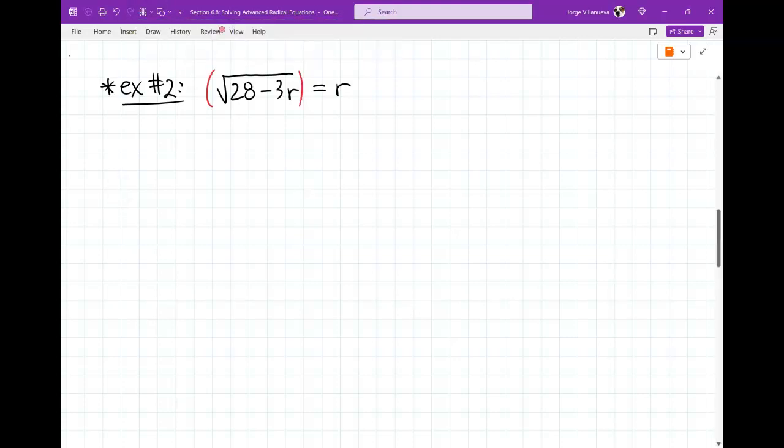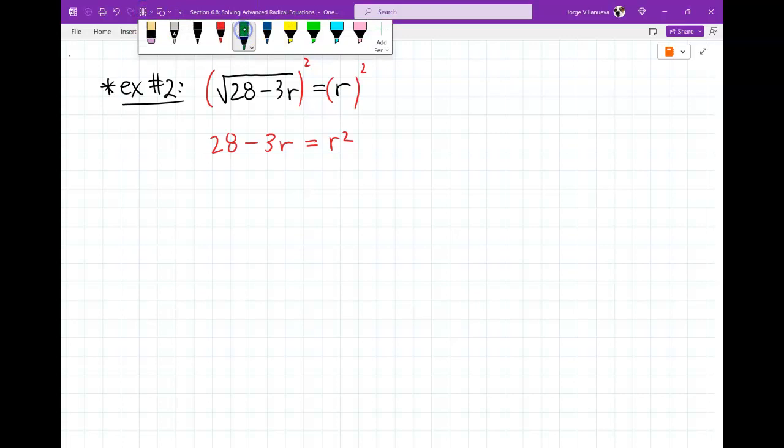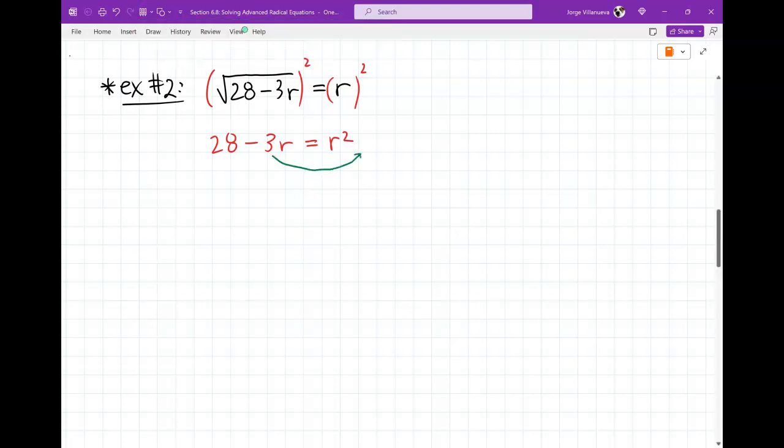Square both sides. So on the left side, I get 28 minus 3r equals r squared. Now notice in this case, r squared is on the right side, so I'm going to move everything over to the right side. Remember, I'm just going to move them over mentally, okay? I'm not going to show, like even these arrows, I don't prefer to show them, but it's okay, just to show you what's happening. I'm just moving them over mentally.